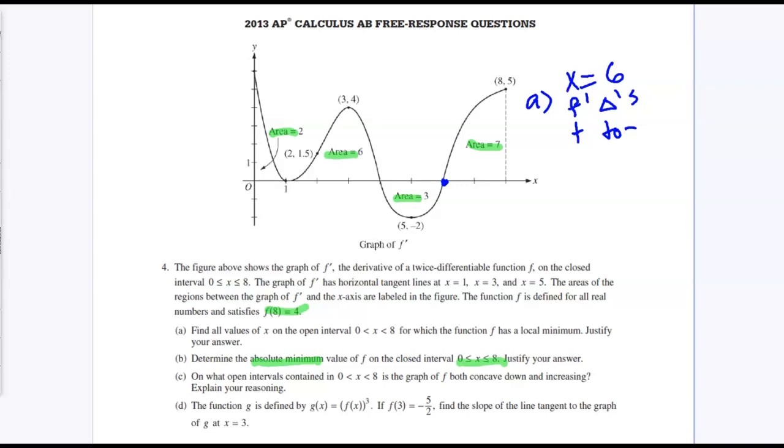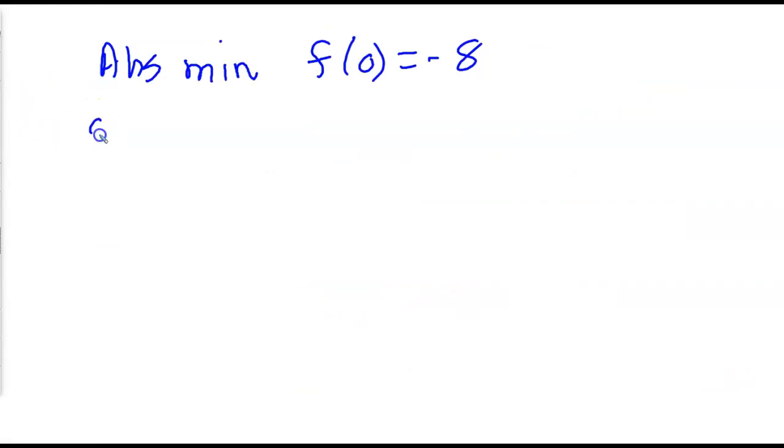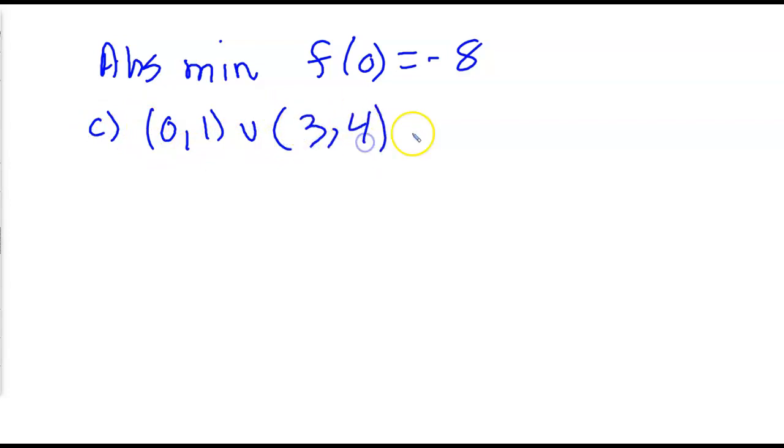Part C, on what open intervals is the graph both concave down and increasing? So concave down means that f prime is decreasing, and increasing means f prime is above the x-axis, because f prime is positive. So that means it's decreasing above the x-axis. So for part C, if you look at the graph, it's going to be from 0 to 1, union with 3 to 4, because that is where f prime is greater than 0, and f prime is decreasing.